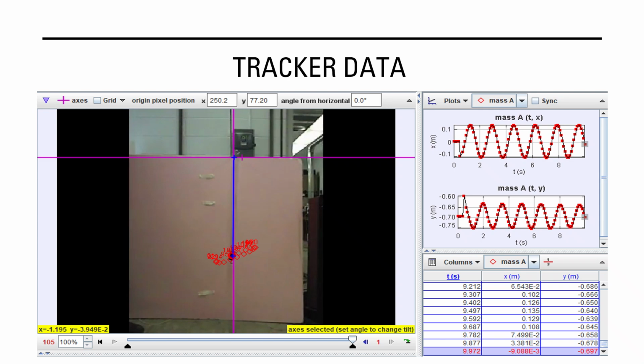Tracker data. This is the tracker data that was used to predict the movement of the spring's object for the model.